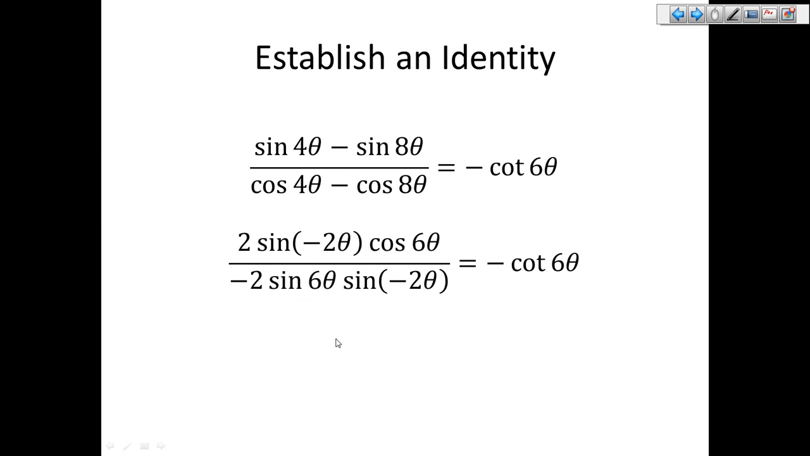Not too bad, it's starting to get easier, but notice these will cancel. So whenever you've got something top and bottom, go ahead and cancel them. I can cancel these 2's, I can cancel these sines. I can't cancel the sine of 6 theta and the cosine of 6 theta. I'm going to need those, so I don't want them to cancel. And now we're down to cosine over sine, which we know is cotangent.